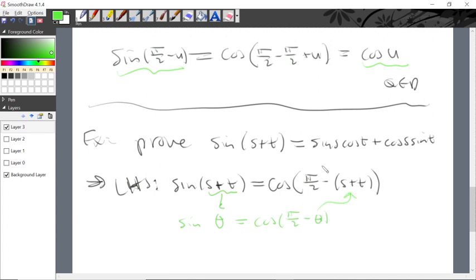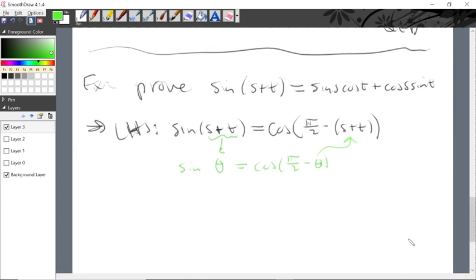It's the same trick, the same technique we just used a moment ago. Now, what can we do with this? Well, this is now the cosine of a difference. Notice right here, the difference of pi over 2 and s plus t. We could treat it as a cosine of a difference. We can also treat it as the cosine of a sum in the following way.